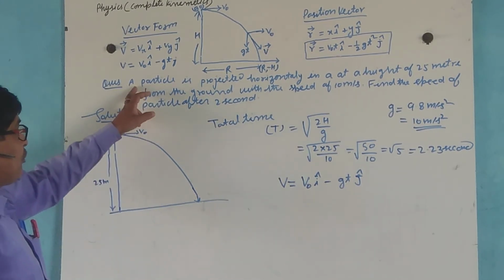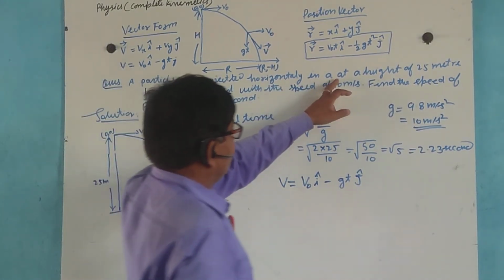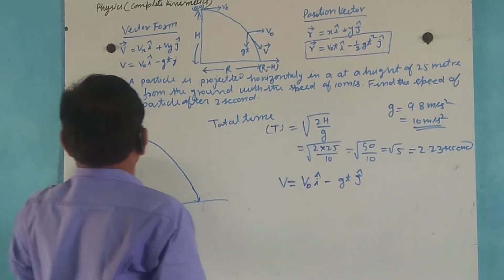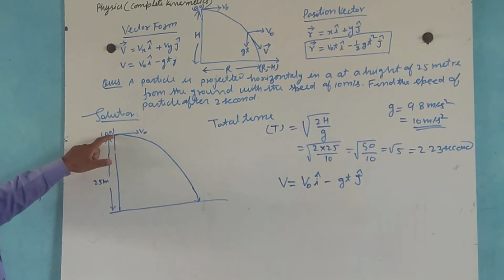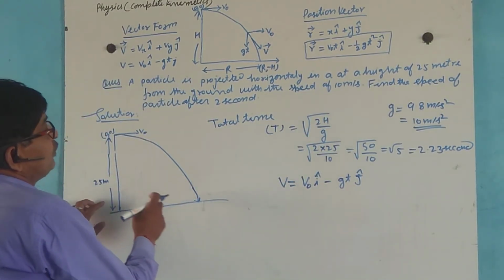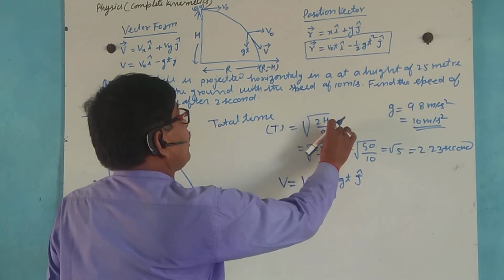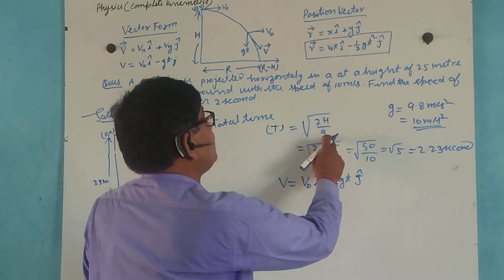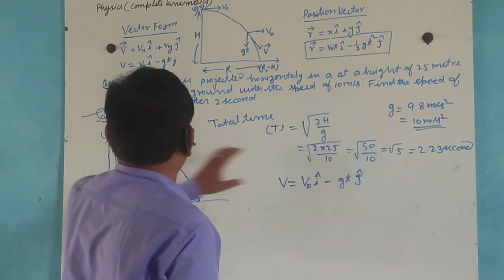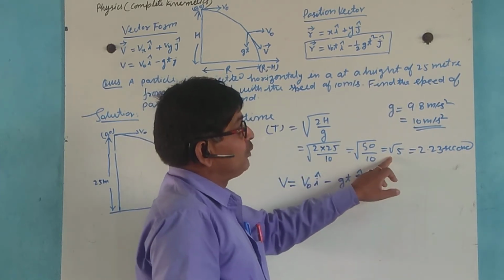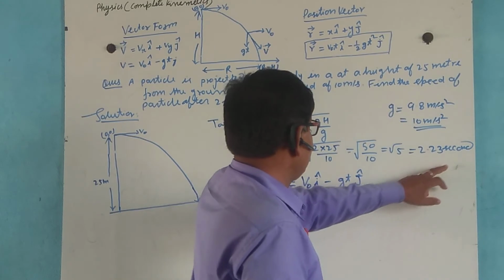Now a particle is projected horizontally at a height of 25 meters. We calculate here: the height is negative and g is also negative, so minus and minus make a plus. So the total time of flight is t equals root of 2h by g, where 2h is 25 times 2 and g is 10. This is equal to under root 5, and this is about 2.23 seconds.